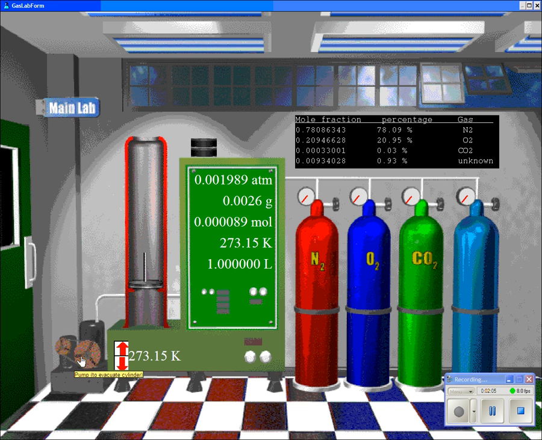In your table, you can add some units onto your pressure and volume headings. So your pressure would be in units of atm, and your volume is going to be in units of liters.